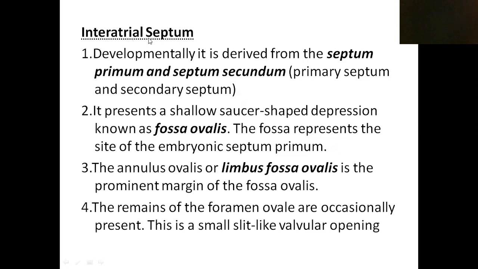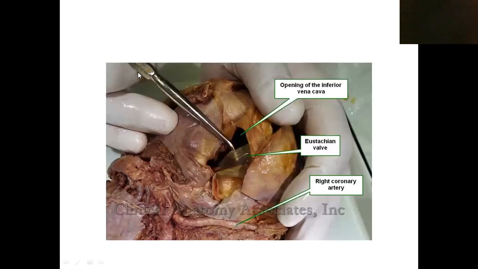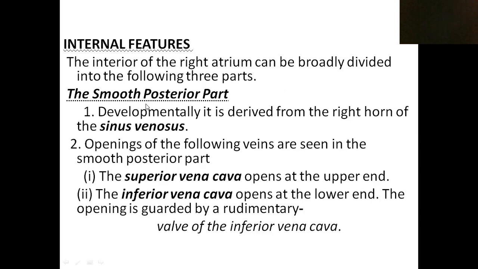Interatrial septum, between the atria. So we can divide the right atrium into three parts: the anterior wall, the posterior wall, and the interatrial septum. First we will see the features of the smooth posterior part. There we can mainly see the openings of those veins.